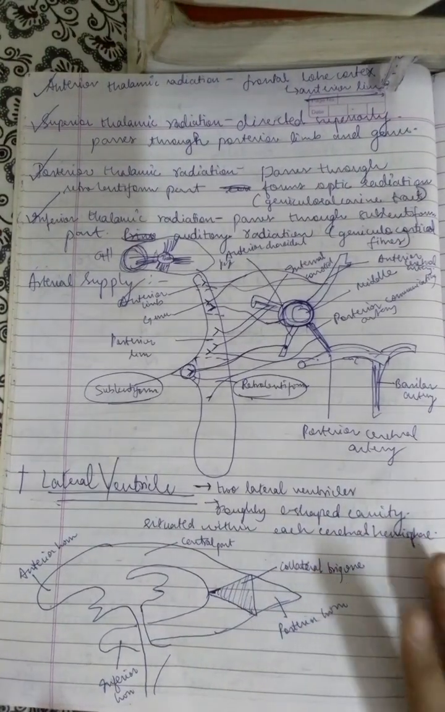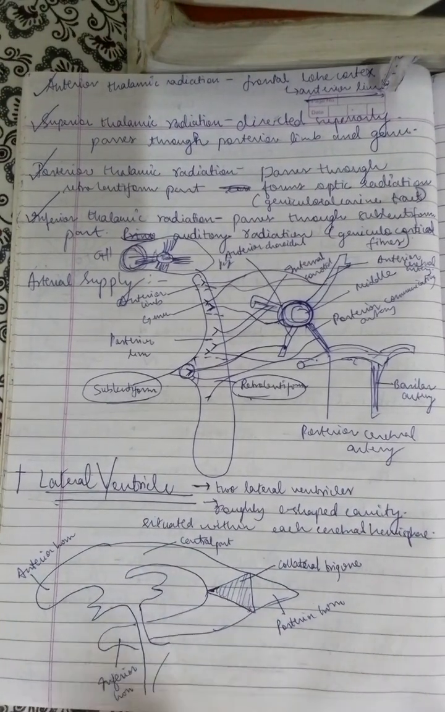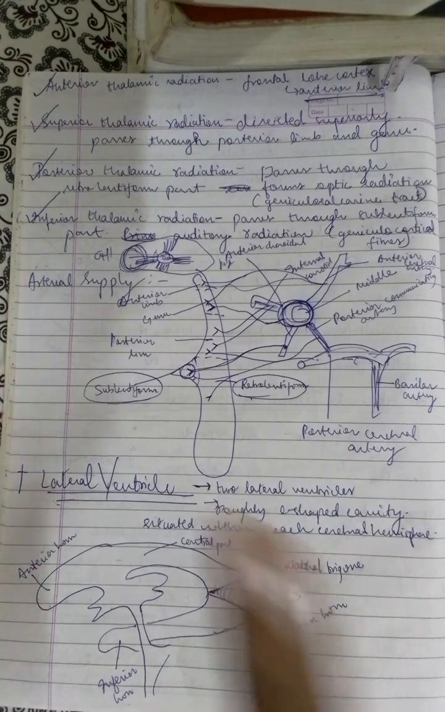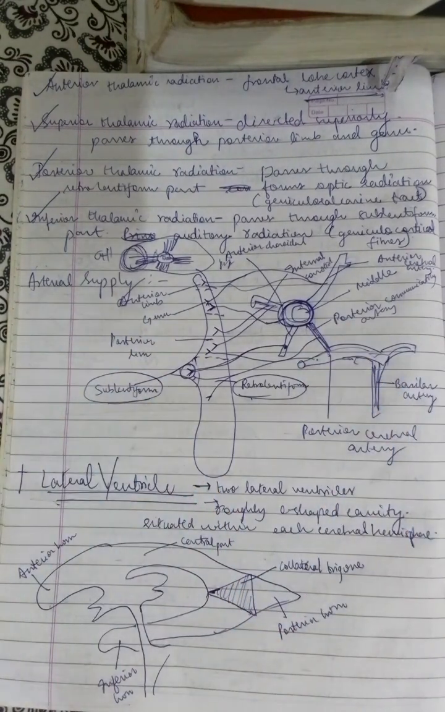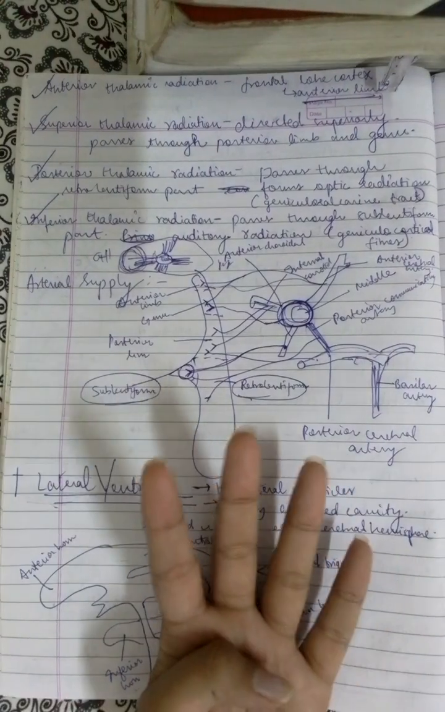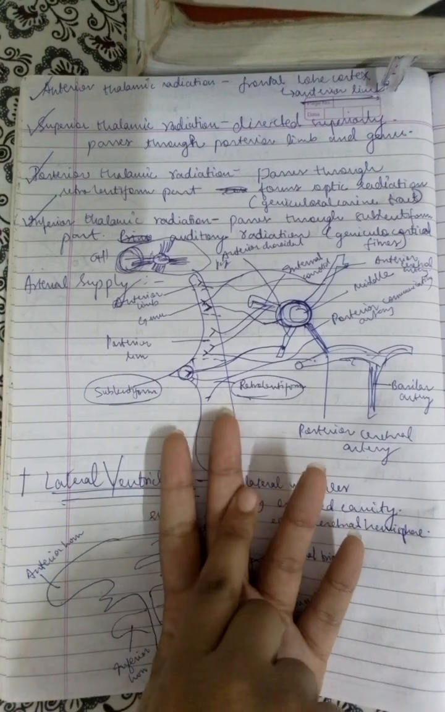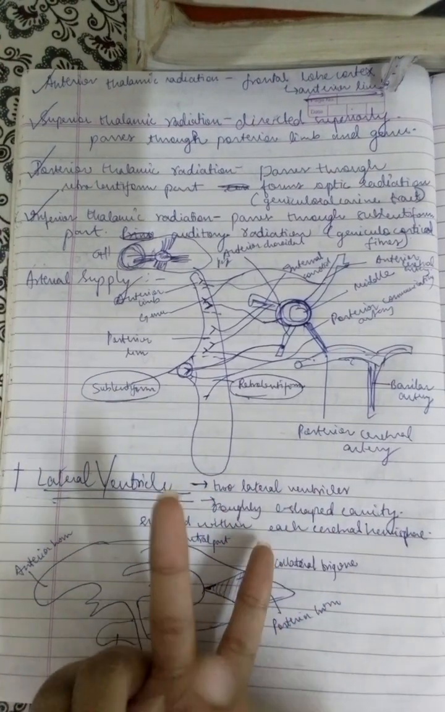Hello everyone. Today my video is on the lateral ventricle. How many ventricles are there in our brain? There are four ventricles in total: one is the third ventricle, one is the fourth ventricle, and two lateral ventricles.